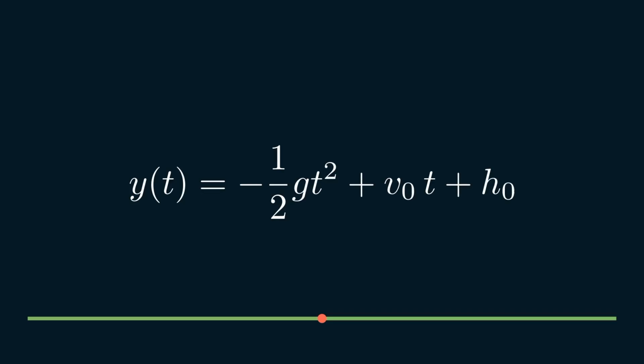If you drop an object from a certain height, its motion can be described by this general equation. But where does it come from? What does it mean? And are there cases where it doesn't apply?